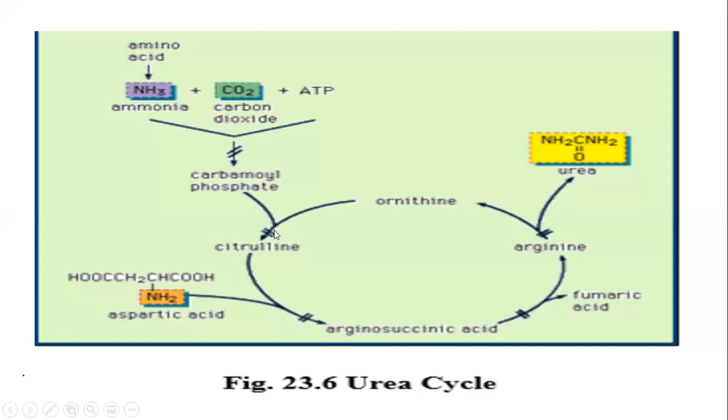Then the next step is formation of argininosuccinic acid. Here, the second molecule of nitrogen required for the synthesis of urea is provided by the amino group of aspartate or aspartic acid, which condenses with citrulline to form argininosuccinate. This reaction is catalyzed by argininosuccinate synthetase and requires a molecule of ATP.